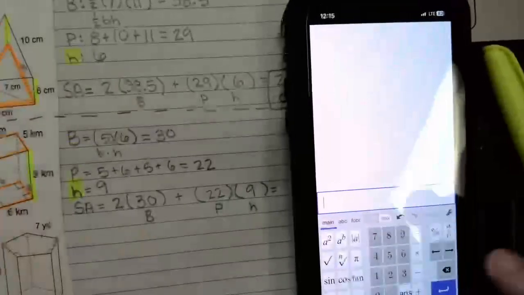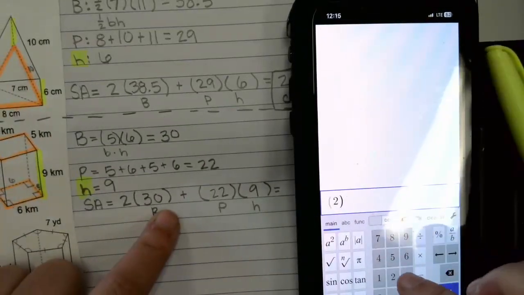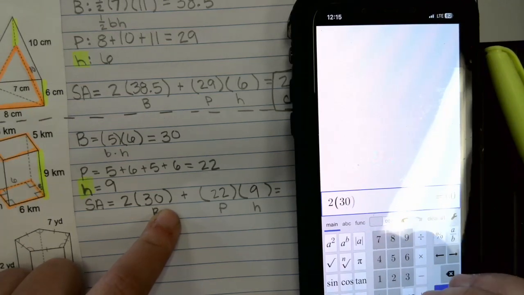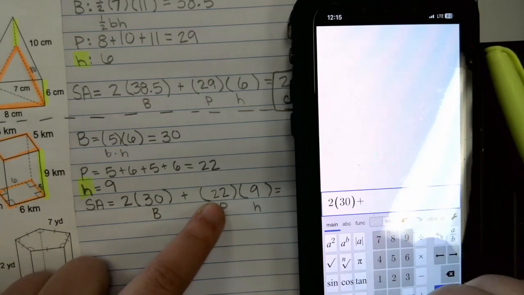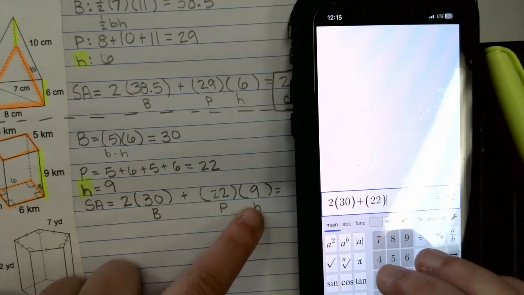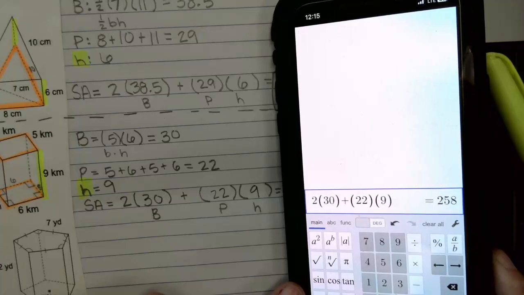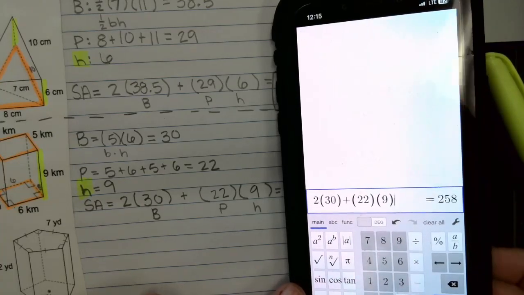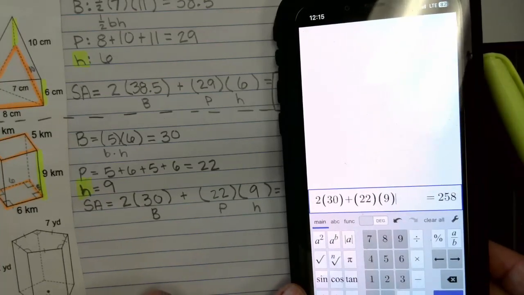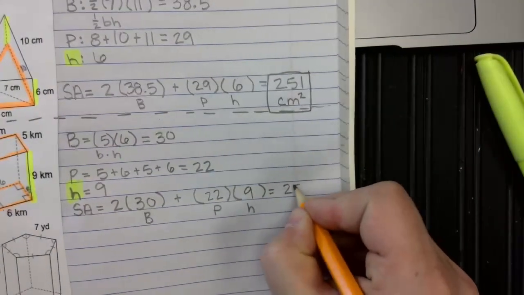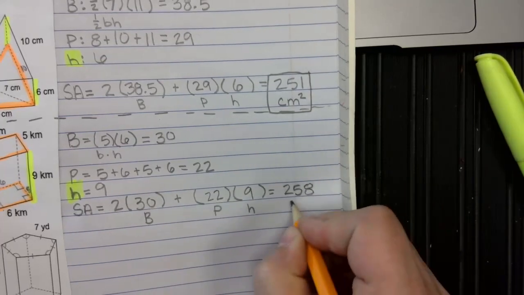All right, 2 times 30 plus 22 times 9. And we get 258. This time, how are you going to label that 258? Not just kilometers, square kilometers. Good.